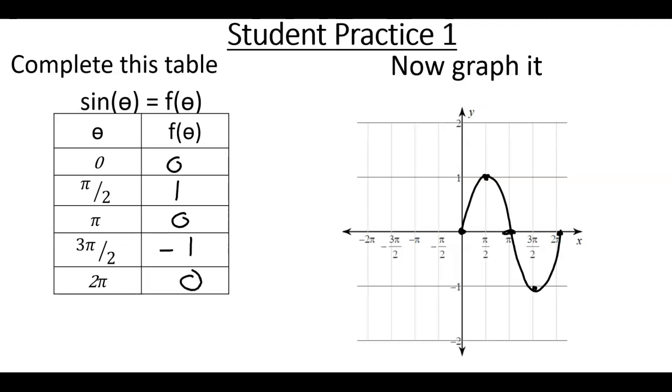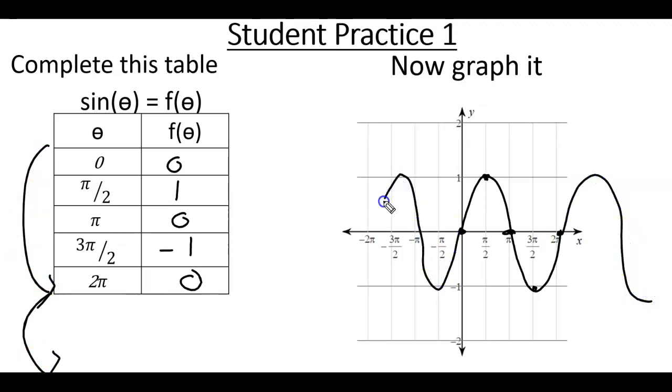So this is what you should have had. These are the correct answers in the table here: 0, 1, 0, -1, 0. And the graph over here would look like this. Now, just like cosine, sine just keeps going. Once you complete one cycle here, from 0 to 2 pi, after that it's just going to repeat. So we're going to get another wave over here. It goes backwards as well, and so on. So the wave just keeps going.